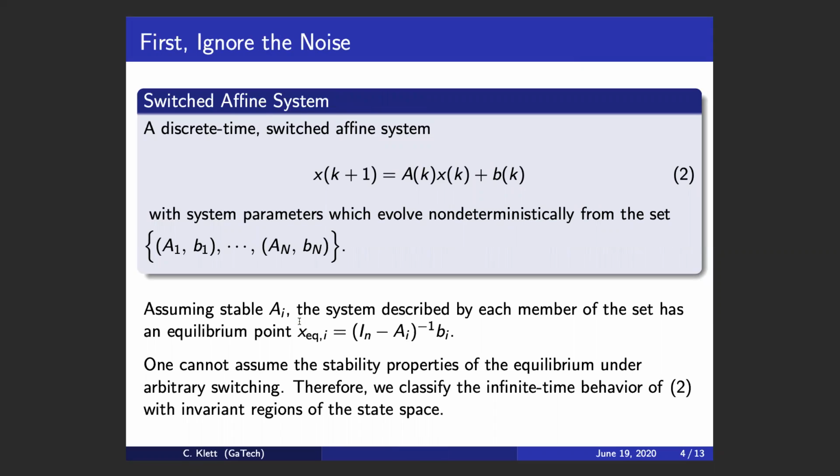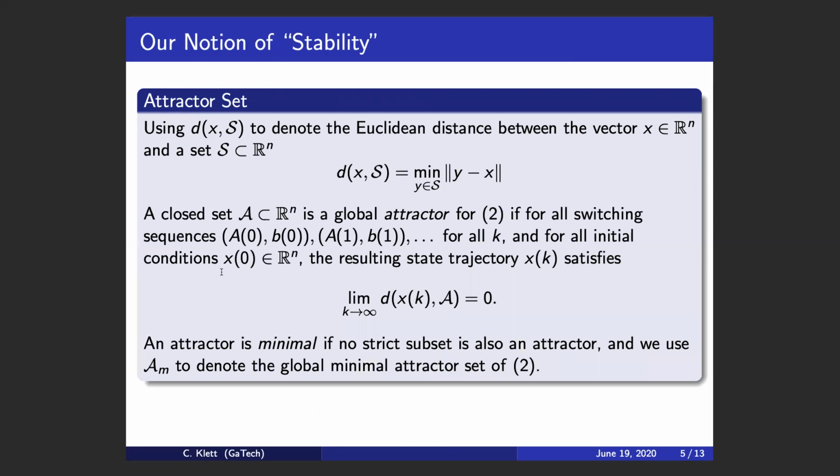First, let's ignore the noise term and look at a discrete time switched affine system with parameters that evolve non-deterministically from this set. And assuming that our A matrices are all stable, there may be more than one equilibrium point, or a different equilibrium point for each subsystem. So if we're switching between different systems with different equilibrium points, it's hard to make assumptions about stability, so we want to classify the infinite time behavior of the switching system with invariant regions of the state space. We're going to do that with a notion of stability called an attractor set. This slide defines it formally, but we'll look at an attractor set as the set of states that the system could end up in at infinite time. And we'll particularly be interested in the minimal attractor, which is the attractor set where no strict subset is also an attractor.